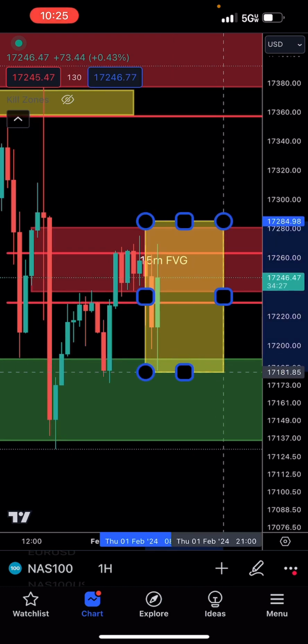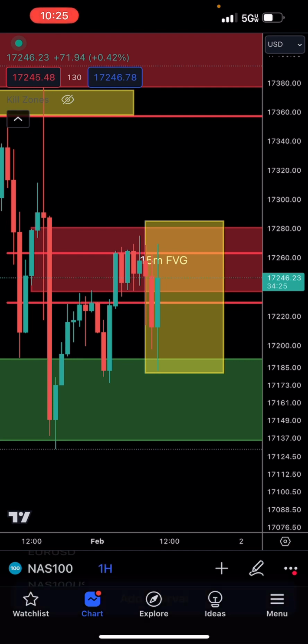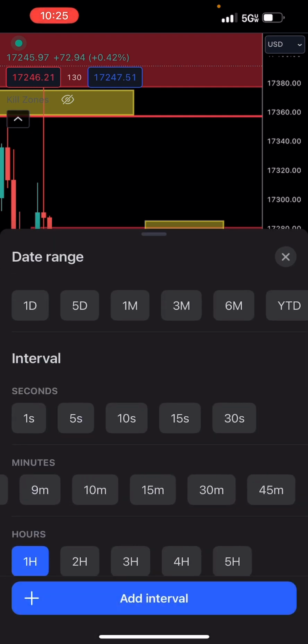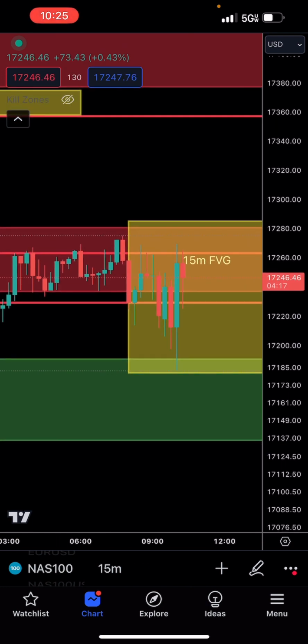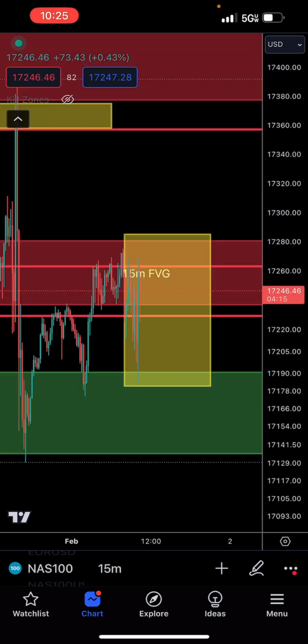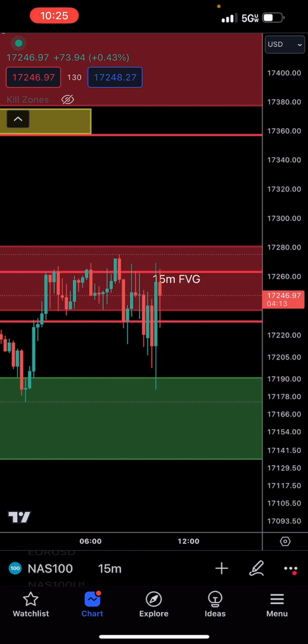From market open to now, this is all the market has done. Everything that's inside of this gold box, this is all the market has done. That's it. The market isn't ranging. But we were still able to make 30 points in a slow market.